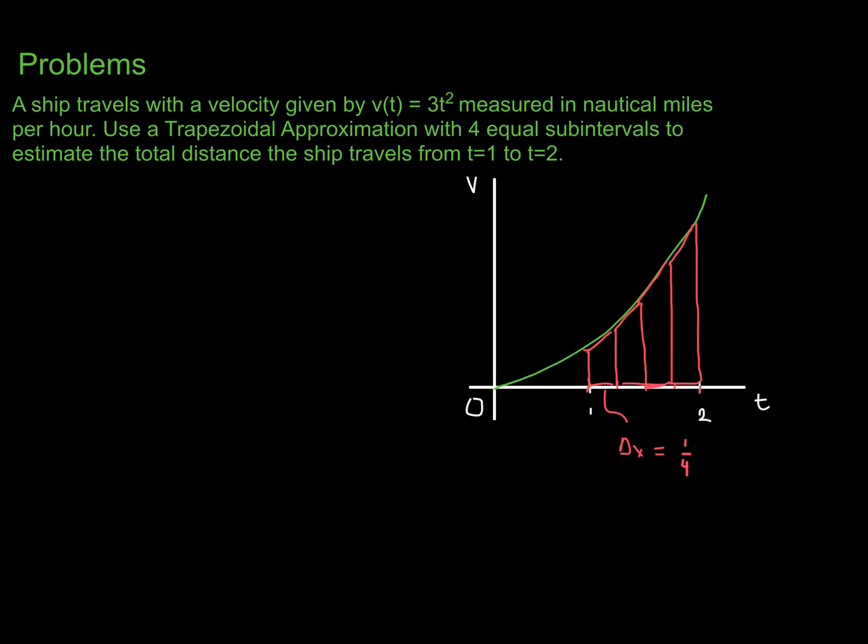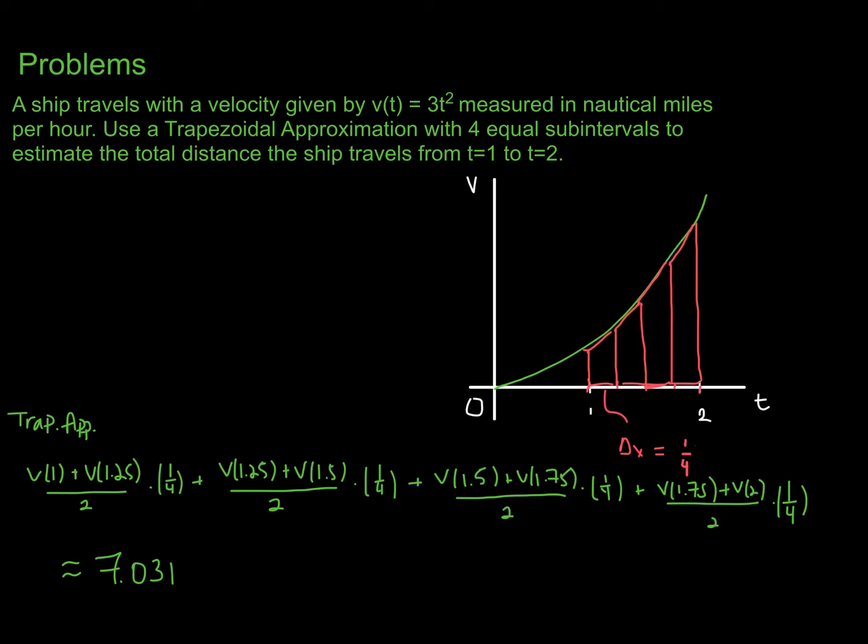All right, here are my trapezoids. Notice that I've split up this interval from 1 to 2 into 4 equal pieces. So that means that each subinterval has a length of 1 divided by 4, or 1/4, 0.25. And now I'm able to go ahead and calculate the area of each of these trapezoids and then add them together. So if you haven't done so already, go ahead and do that now, and then you can check your work.